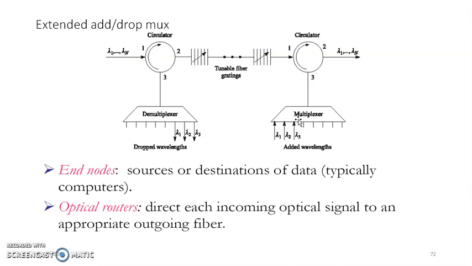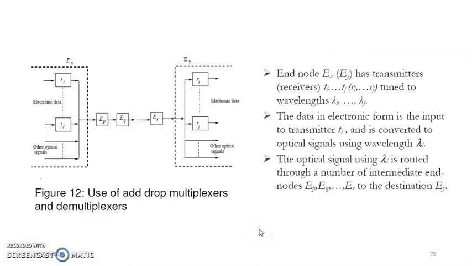Here is the extended add-drop mux. So in this one we have the transmission window, and these are the dropped wavelengths and these are the added wavelengths. Here are the transmitters, these are the receivers, and these are the tunable fiber gratings. A fiber grating separates those wavelengths. We should know what wavelengths it is operating on. The components of this add-drop are end nodes, sources or destination data, and an optical router, which directs each incoming optical signal to an appropriate outgoing fiber.